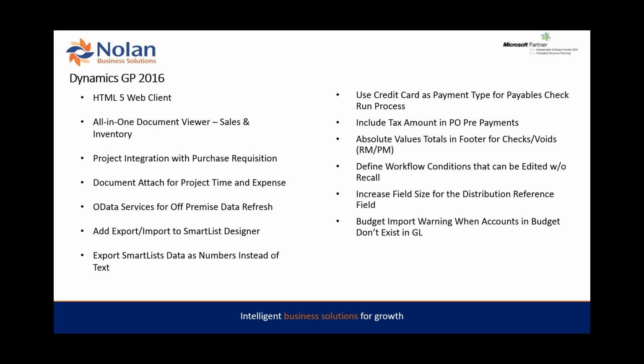One of the things that we're asked for constantly, especially when we're doing integrations, is the field size for the distribution reference, which is restricted, I believe, to 50 characters. That's now been increased to 80. It allows for better data entry and capture. There's also a budget import warning when using the budget wizard, when the accounts in the budget don't exist in the general ledger within Great Plains, instead of it falling over when you're trying to import that back in.